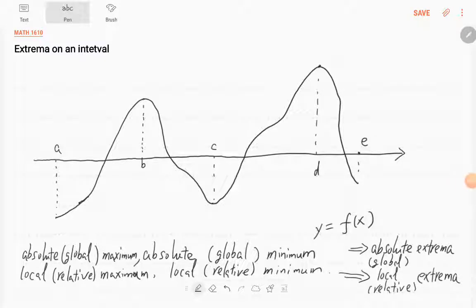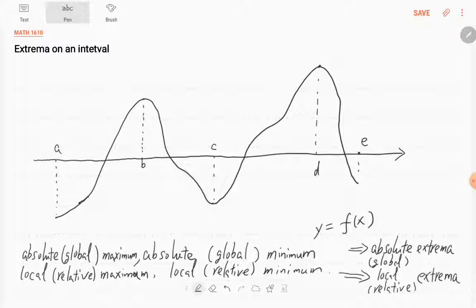Now, we want to talk about some applications for the differentiation. The first application is finding the extrema on an interval. Before that, let's review some definitions we have learned in pre-calculus.